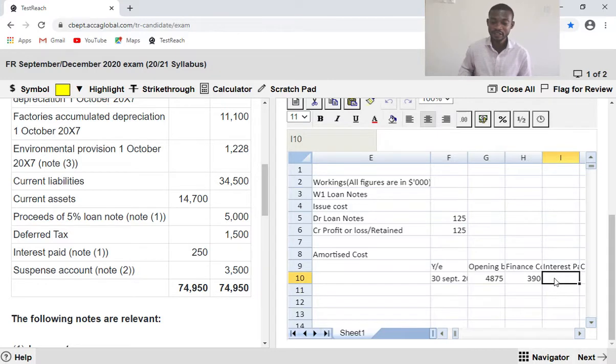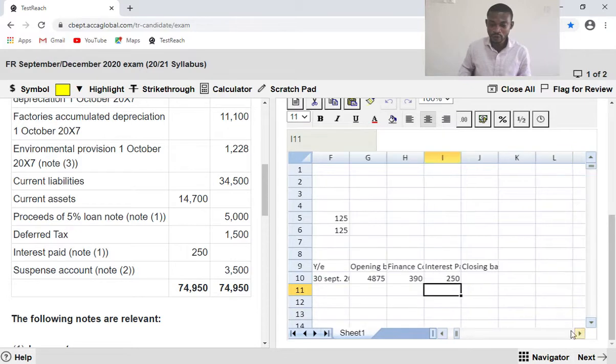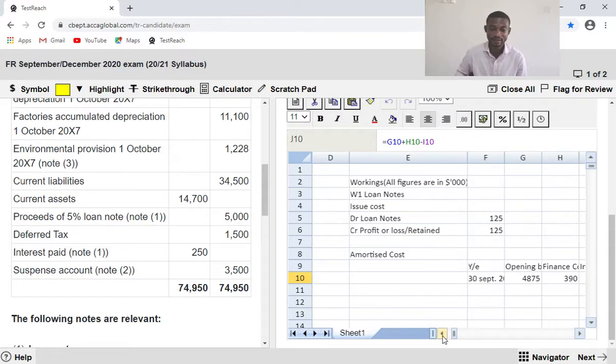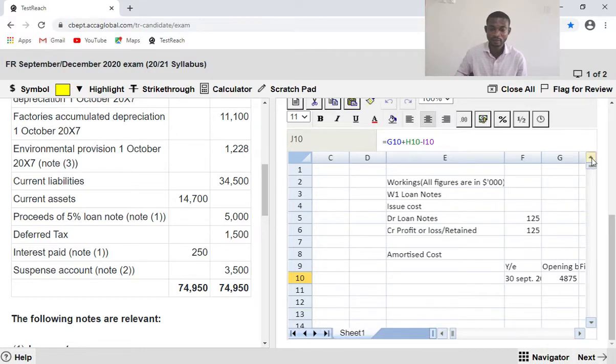Now the interest paid we are given already to be 250. So I'll type that there. And then I'll go to closing balance, which I need for my financial position. So what I'll do here, please take note, it is equal to the opening balance plus the finance cost minus the interest paid. I've built up a very good formula. So look at it. I have 5051. What will I do? I'll take the finance cost to the P&L. So quickly, I'll say to P&L, let me go up a bit.